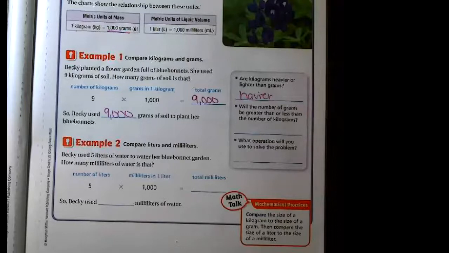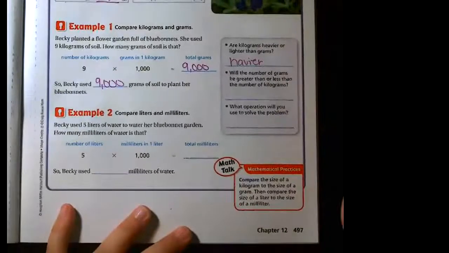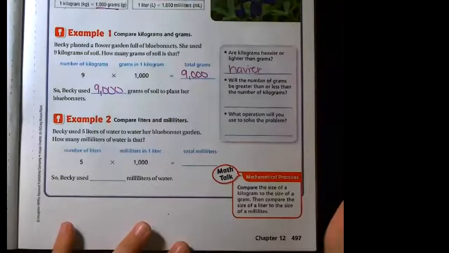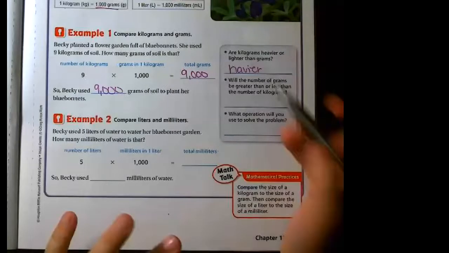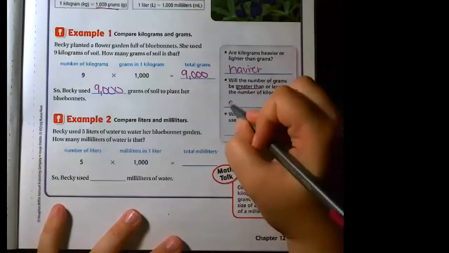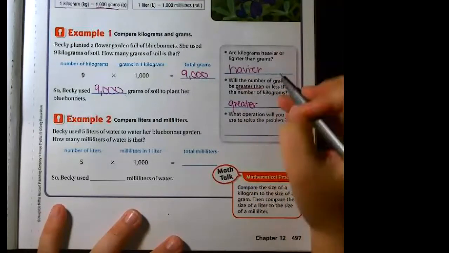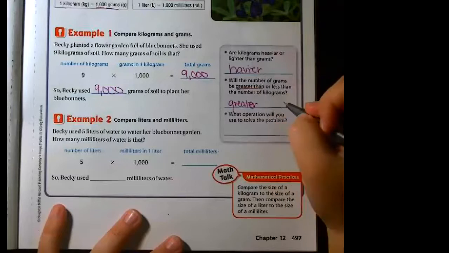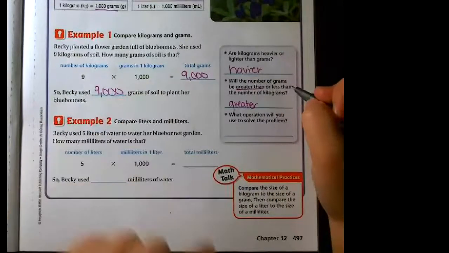Your next question says, will the number of grams be greater than or less than the number of kilograms? What do you think? They should be greater than. And the reason why your number of grams is going to be greater than your number of kilograms is because, remember, it takes more grams to make 1 kilogram.